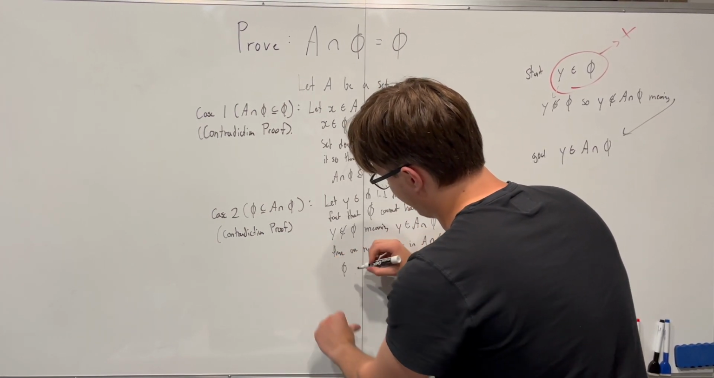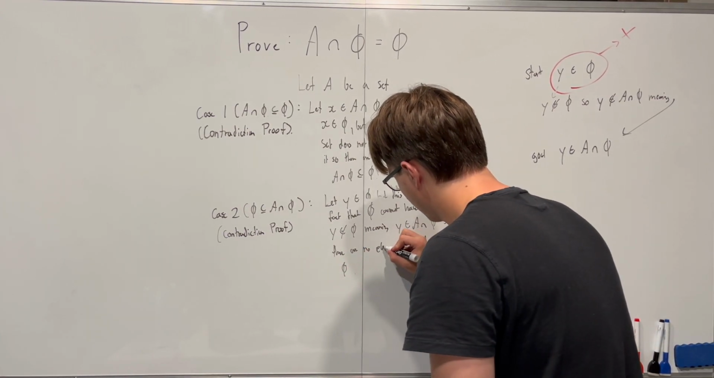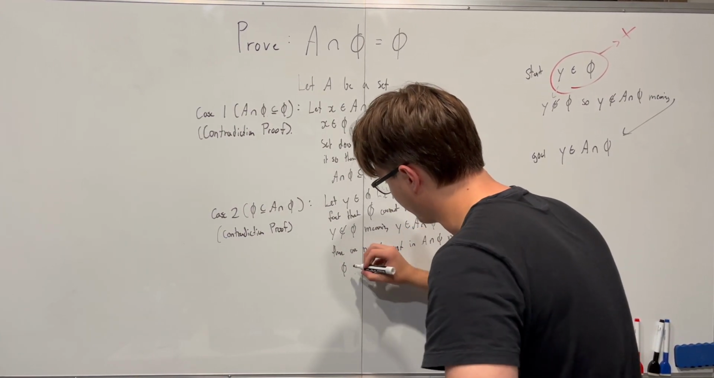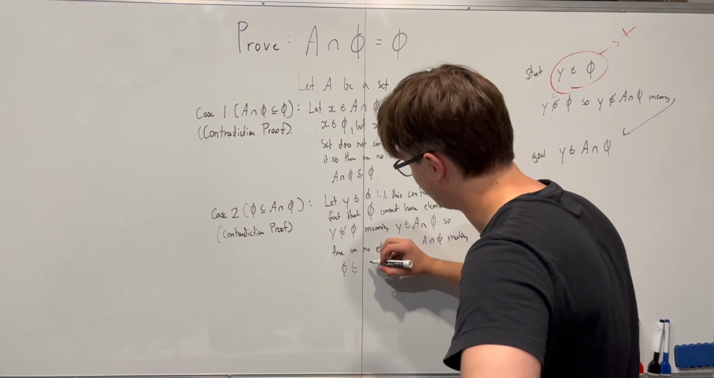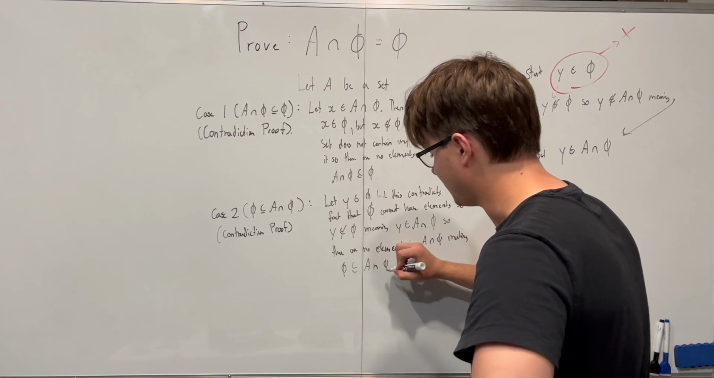Oh, my writing's gotten very messy. Ooh, I'm erasing things. I need to fix this. There we go. My marker's dying too. Okay, I'm gonna have to replace one after this. Making the empty set a subset of A intersect with the empty set.